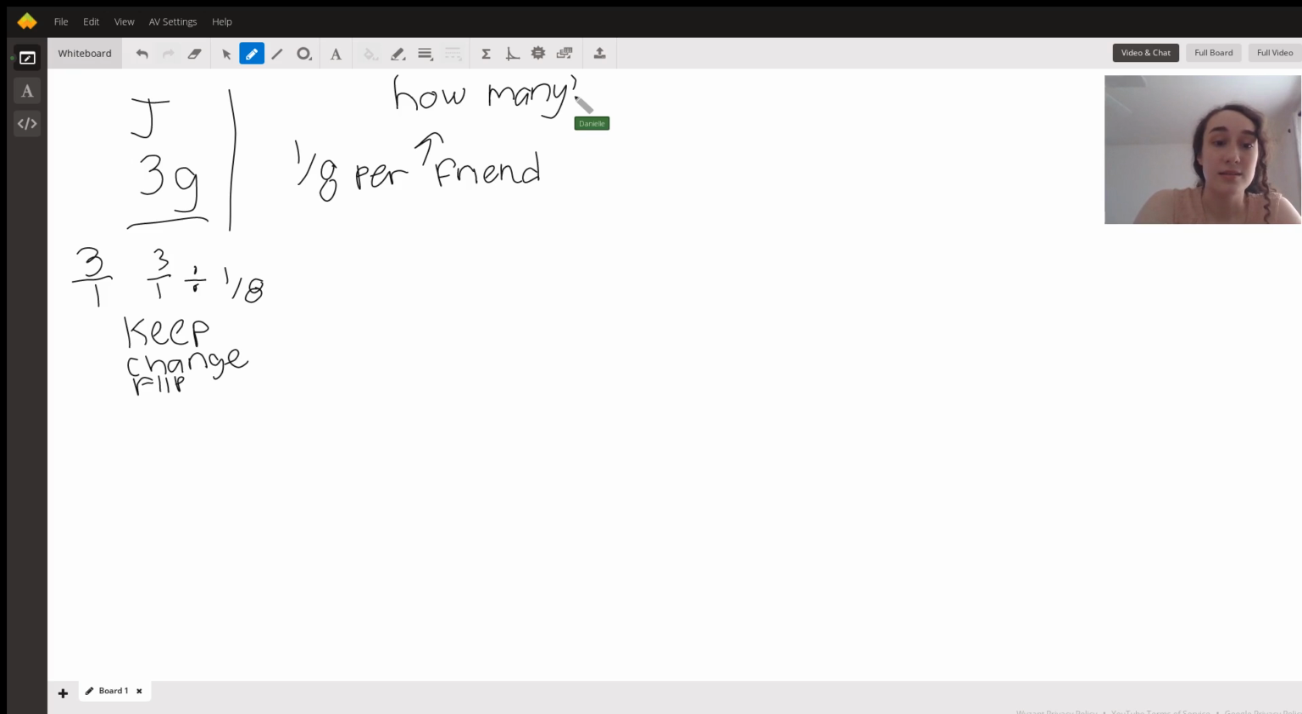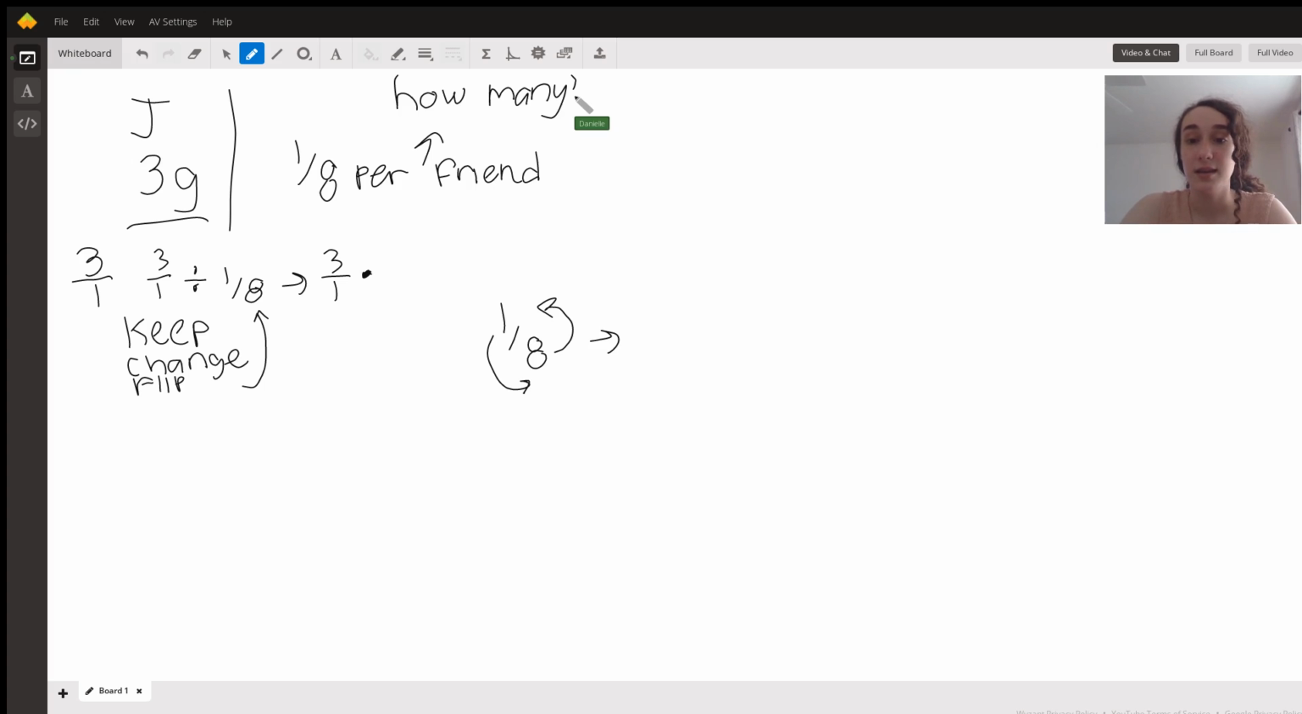You change the sign. So in this case, you change it to multiplication. You do the opposite of the current sign because it's easier to take division and turn it to multiplication. Now, when you do that change, you need to flip your second fraction into its reciprocal. Reciprocal is a fancy word to say you flip it the opposite way. So we have 1/8. If I turn that upside down, the 8 goes on the top and the 1 goes on the bottom.